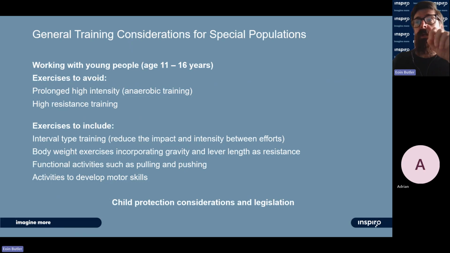Functional activities such as pulling and pushing, and activities to develop motor skills, to improve the speed, power, reaction time, agility, coordination, balance, etc. Also, we need to think about child protection considerations and legislation. So making sure that there's safeguarding policies and procedures in place before we start to work with young people.